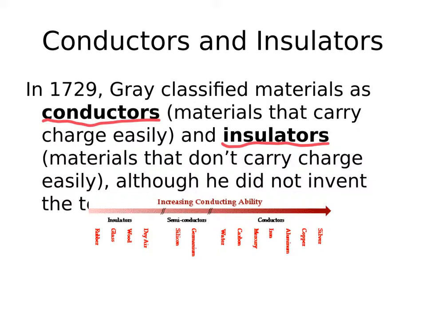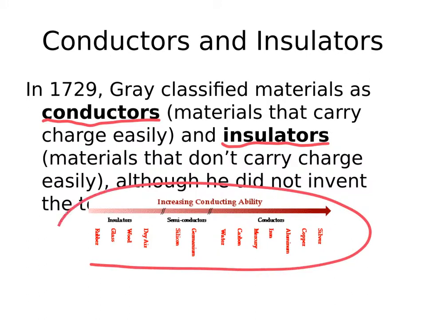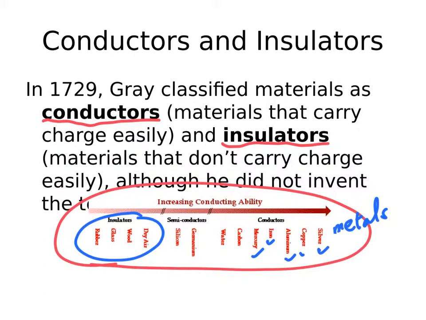Here we see a diagram showing us various materials and how good they are at conducting electricity. So the conductors, you'll notice, silver over here, copper, aluminum, iron, mercury, etc. You'll notice that most of the conductors have something in common. You probably notice that they're all metals. The insulators, on the other hand, way down at this end, rubber, glass, wood, dry air, those, not surprisingly, are non-metals.